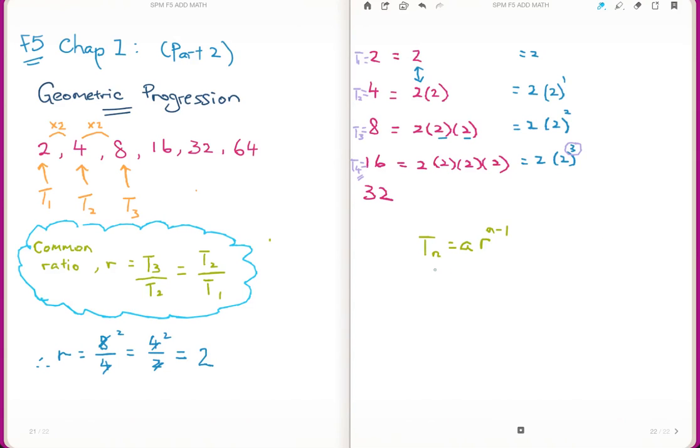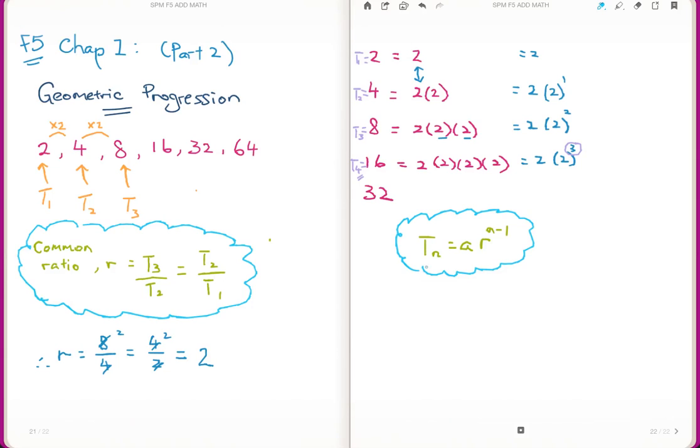This is the general equation for the term. I'll let you have a few seconds to go through it. You may pause my video to have a look at it.